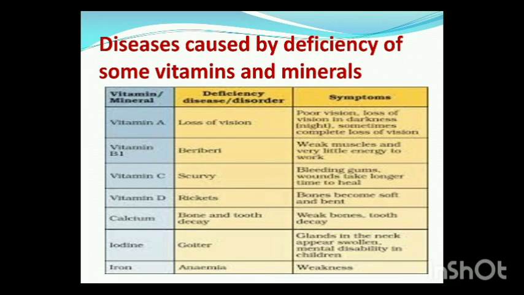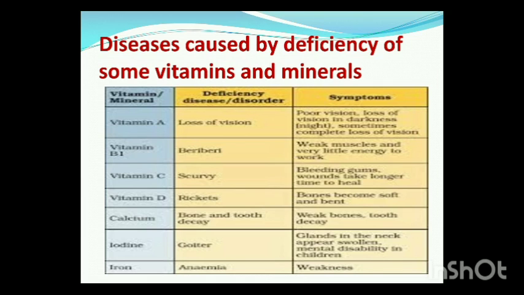The first one is loss of vision. Loss of vision is a deficiency disease or disorder which is caused due to the deficiency of vitamin A in our food. It means if we are not eating proper sources of vitamin A in our daily food, then we may suffer with loss of vision. In this deficiency disease, a sufferer has poor vision or loss of vision in darkness first, and sometimes it may be completely loss of vision also.